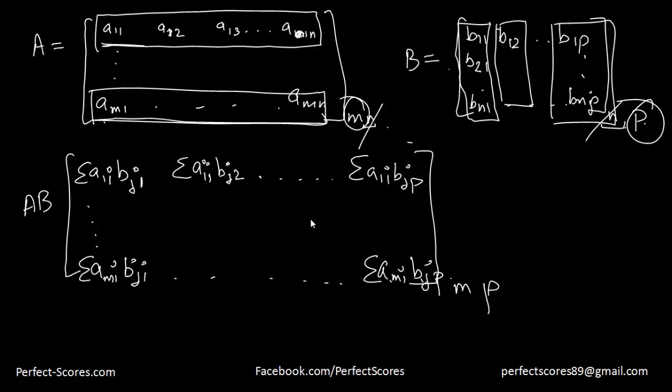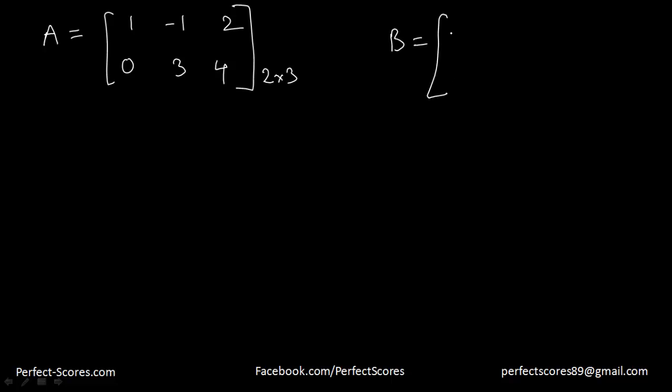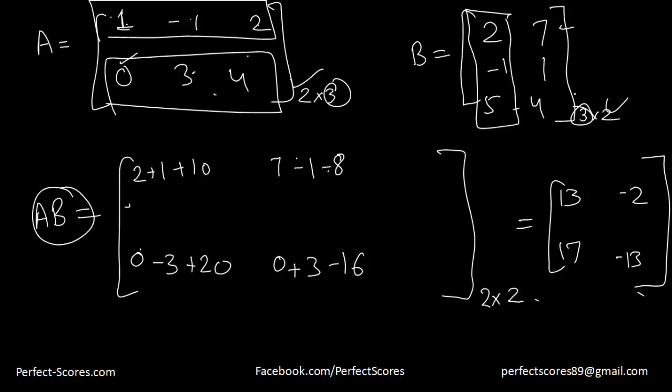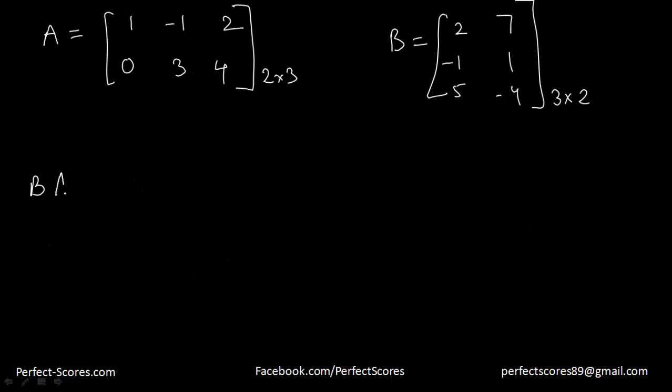Now using the same matrix, that is matrix A, which is equal to [1, -1, 2; 0, 3, 4], so that is of an order of 2 rows and 3 columns. And we have another matrix B, which is [2, 7; -1, 1; 5, -4], that is of an order of 3 into 2. Now instead of finding A into B, let's try to find B into A.